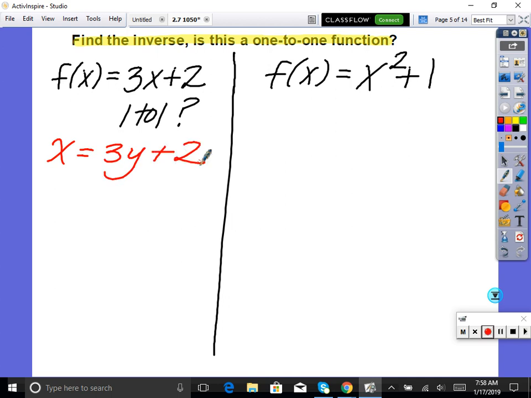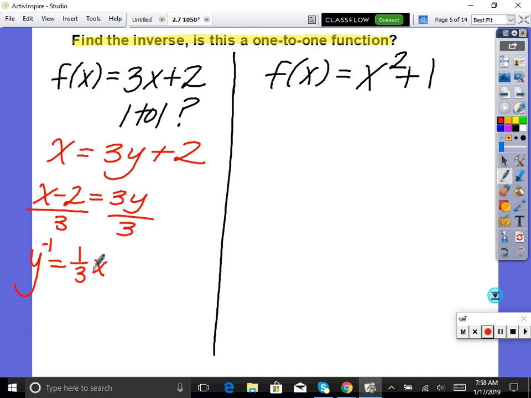What do we do? Subtract 2, so we have x minus 2 equals 3y. Then divide by 3. So now my inverse, y inverse, is 1/3 x minus 2/3. Is a line a function? Yes, so the inverse is a function, therefore the original is 1 to 1.